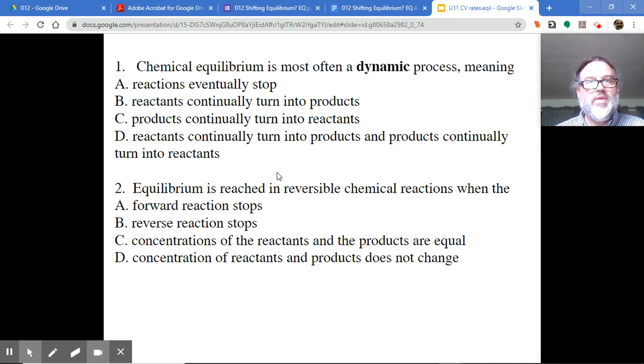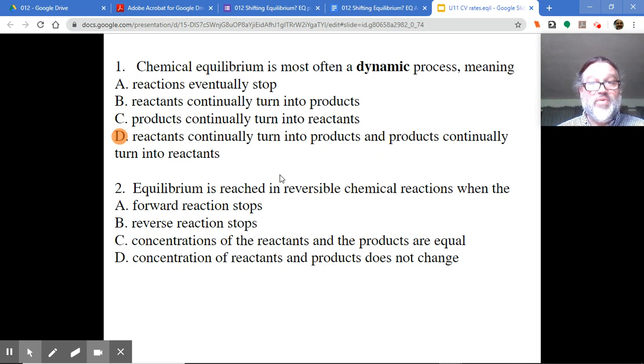Chemical equilibrium is most often a dynamic process. What does that mean? Well, it simply means that the reactants continually turn into products and the products continually turn into reactants. It's a non-stop reaction.